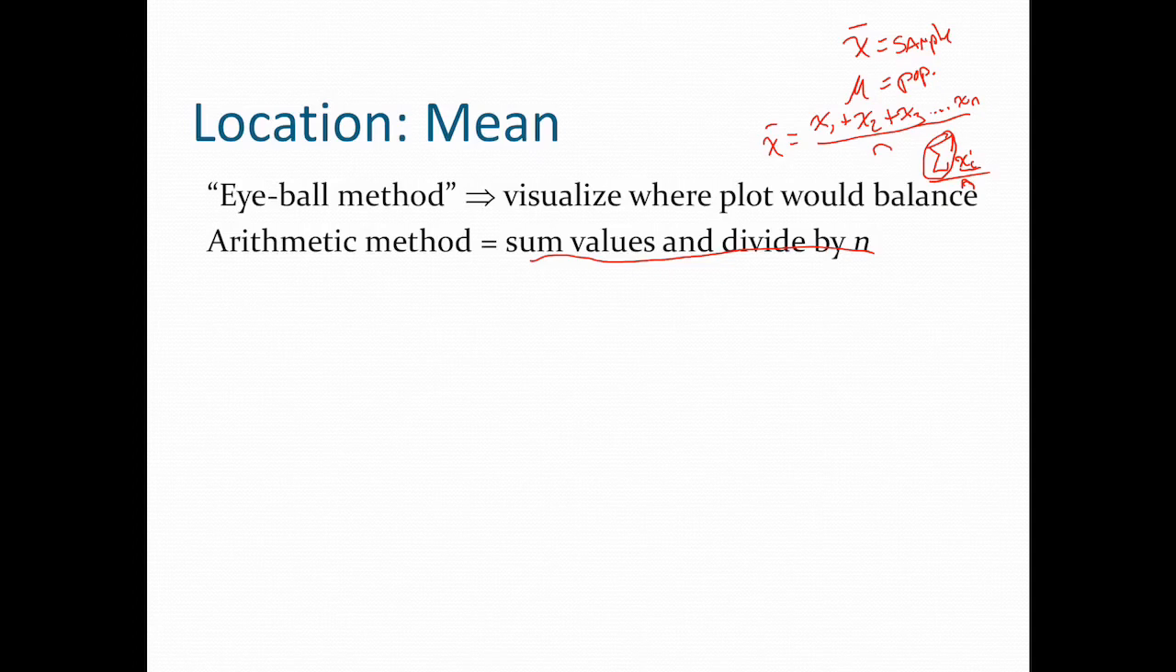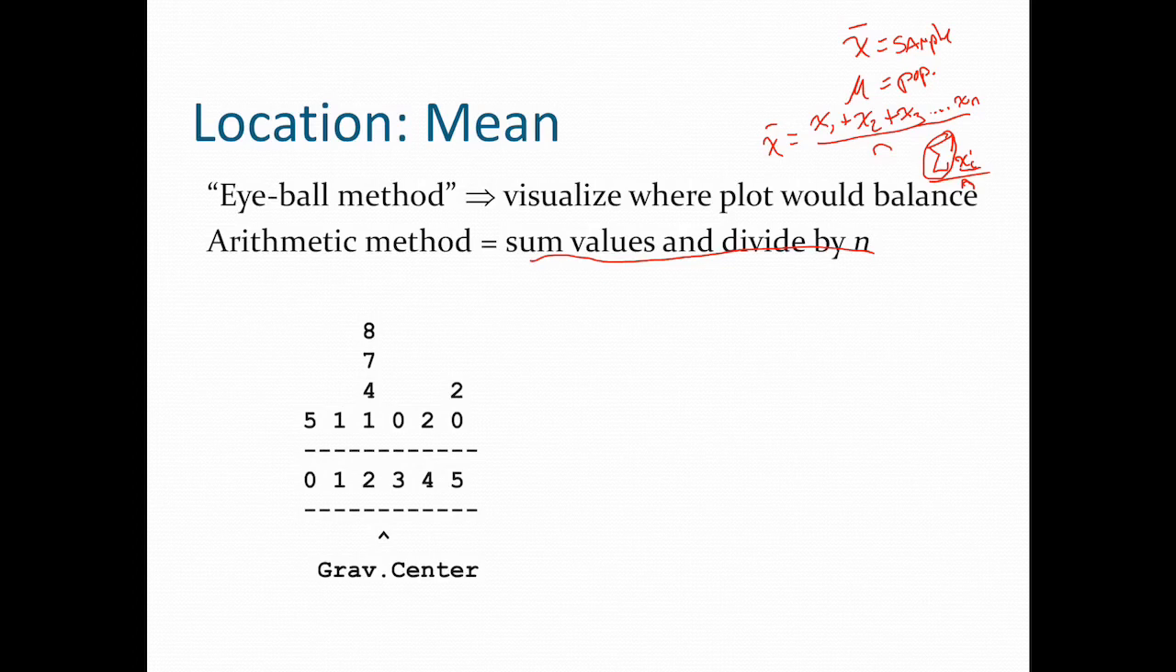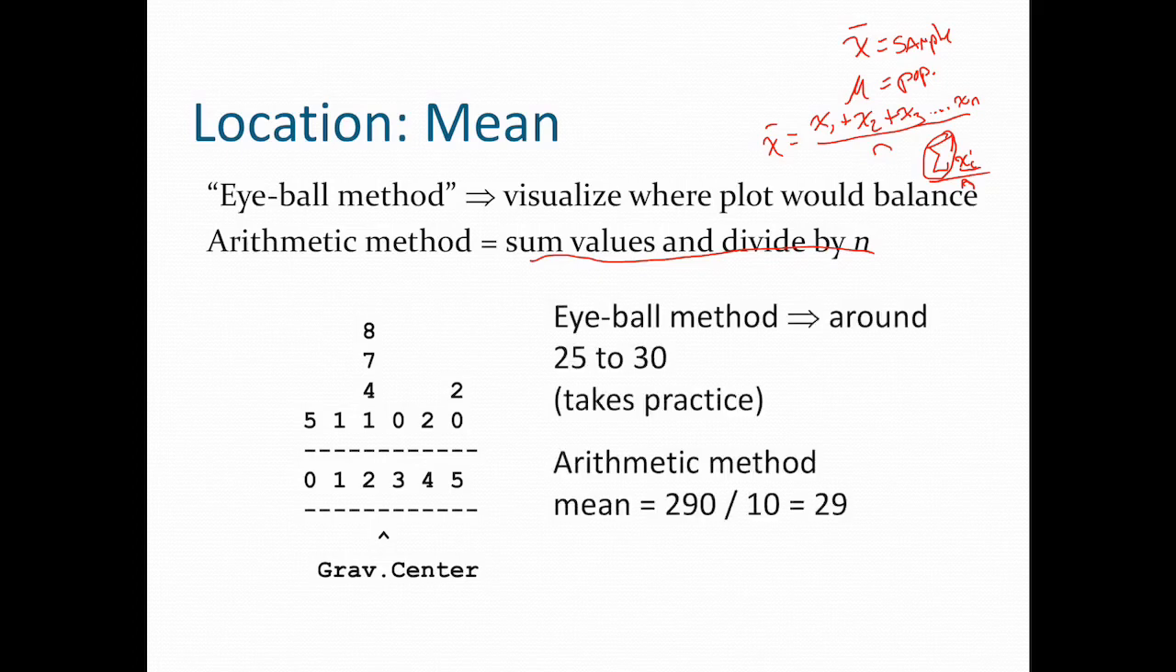You would use the same thing for population. We would just represent that as mu, and that's how we determine it's population. So you sum all the values and divide by n. Here we have our data, and you can see where the gravitational center would be. You can eyeball it. It's not great; it definitely takes practice. If we add up all the values here, we get a sum of 290 divided by the total number of 10, and we would say the mean or average is 29, or x bar equals 29.